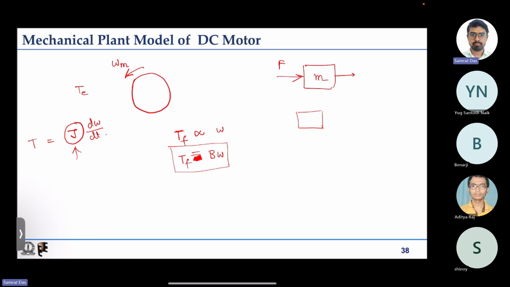And additionally, when a motor is rotating, the J d omega dt torque the motor needs to provide only when it is accelerating or decelerating. The frictional torque the motor needs to provide always, but the purpose is to do some mechanical work, that is to drive some load. And for the load, suppose we are having a motor that is connected to a pump. So we have a motor, we have a pump.